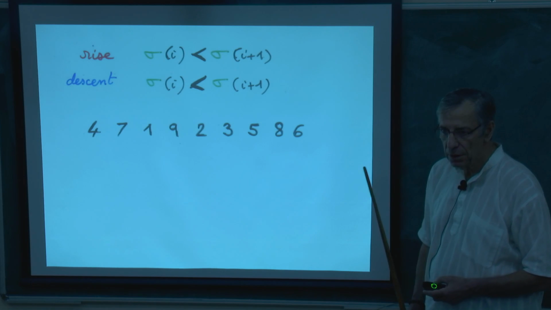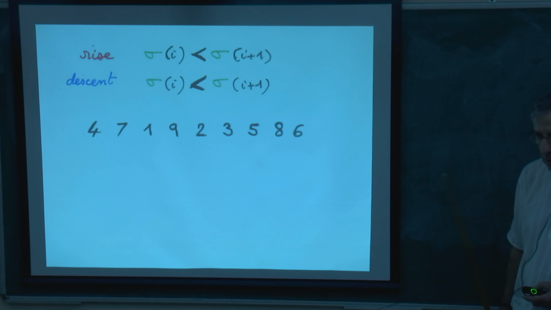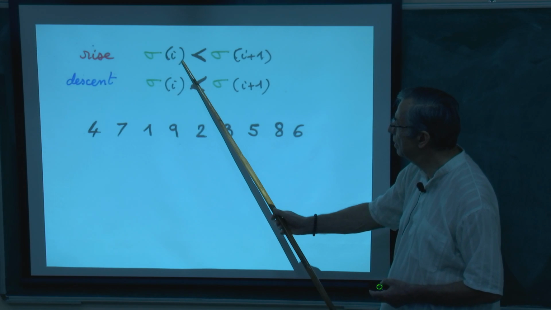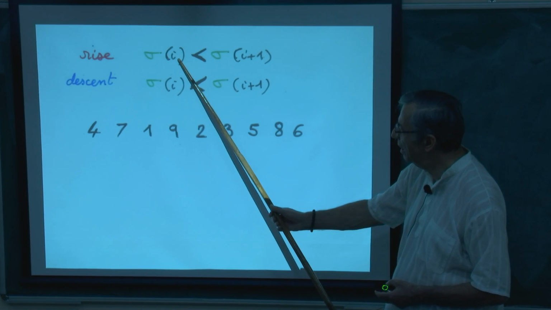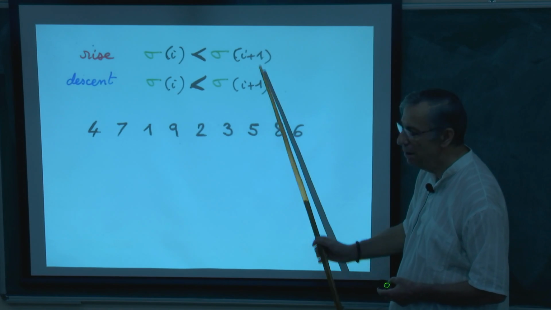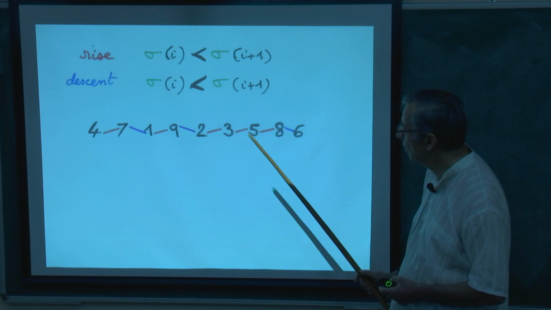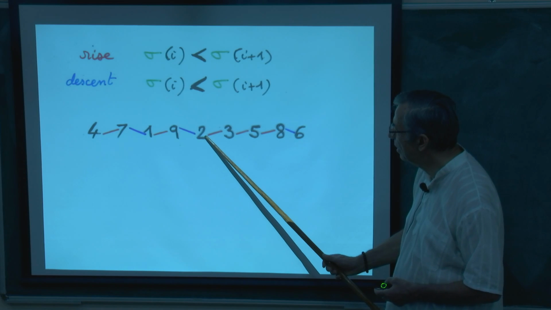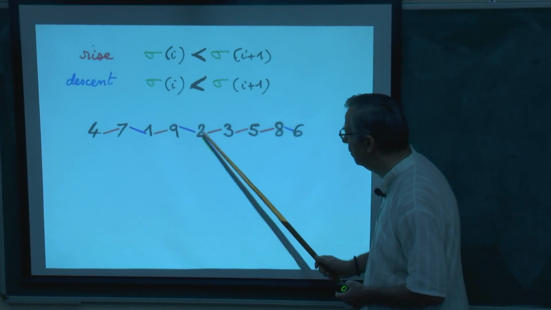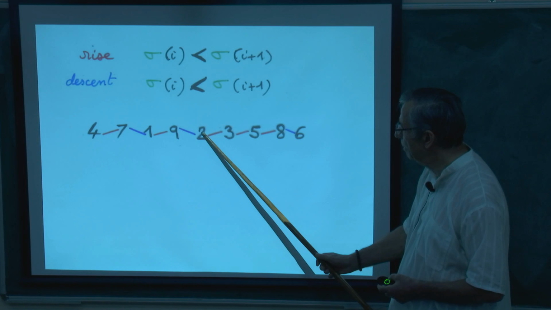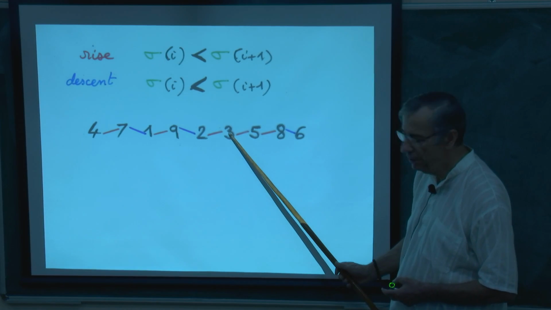Now another notion is the notion of rises and descents. So take a permutation like this one, and a rise at the index I is such that sigma of I is less than sigma of I plus 1. Like this one, 2, at this index, 1, 2, 3, 4, 5. For I equal 5, sigma of I equals 2, sigma of I plus 1 equals 3, so here there is a rise.